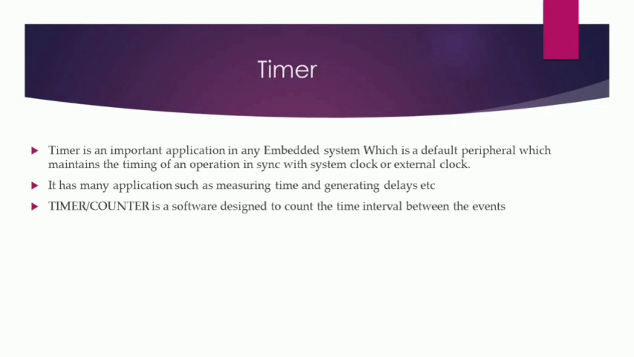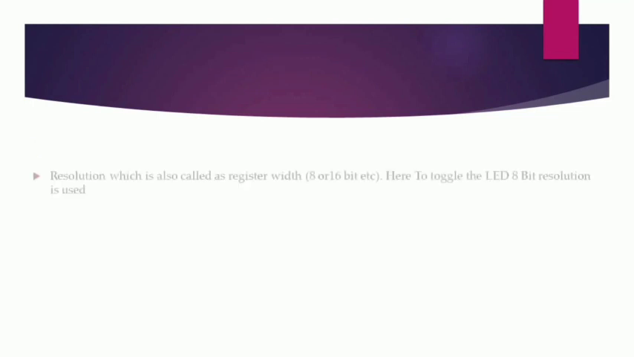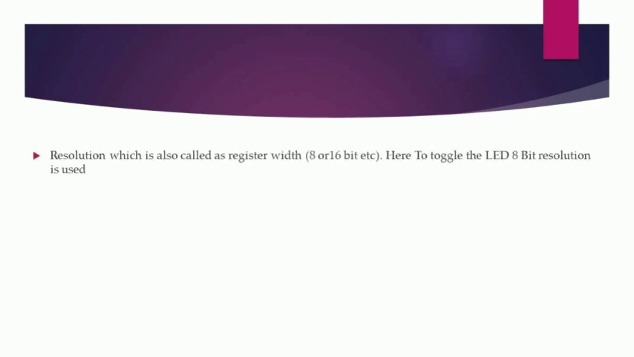Timer is an important application in any embedded system, which is a default peripheral that maintains the timing of an operation in sync with the system clock or external clock. It has many applications such as measuring time and generating delays. Timer counter is a software design to count the time interval between events. PWM or pulse generator, counter, PW or PP measurement. These are the three modes. Resolution is also called register width, 8 or 16 bit. Here, to toggle the LED, 8-bit resolution is used.